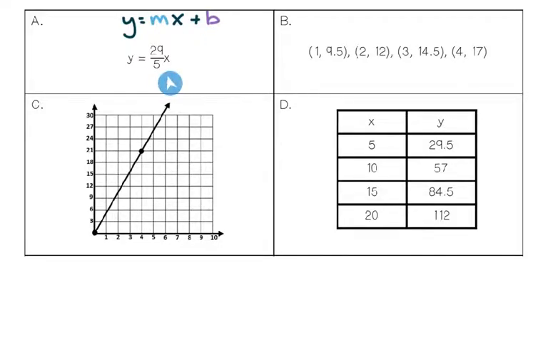So looking at this equation, which is written in the same form, I can tell you that the slope is 29/5. Or if I do 29 divided by 5, I get 5.8. Either one of those works. That is the slope for this equation.